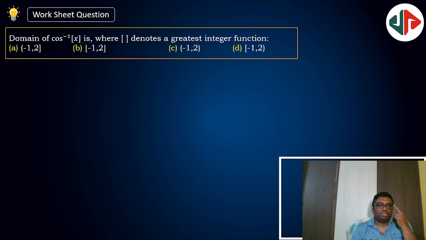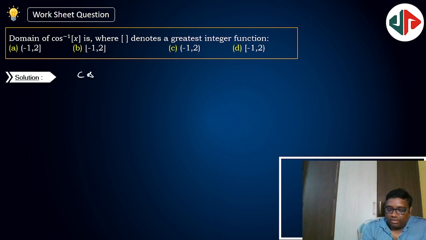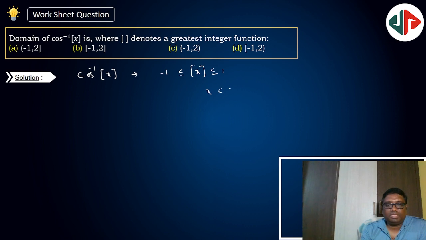What is the domain of cos inverse of the given expression in x? So what is the condition here? Cos inverse of x is defined when x must lie between minus 1 to plus 1. Taking the expression, it must be less than or equal to 1, which means x must be less than 2, and the expression must be greater than or equal to minus 1. So minus 1 less than x less than the given bound. So the answer is a closed interval from minus 1 to an open interval.